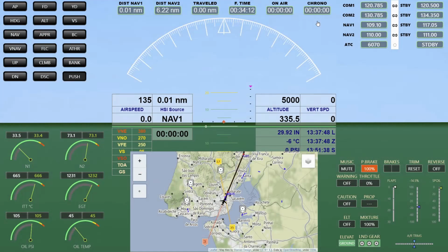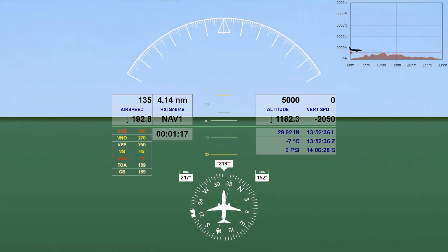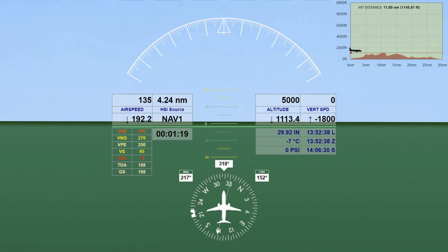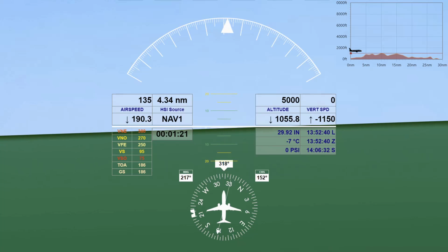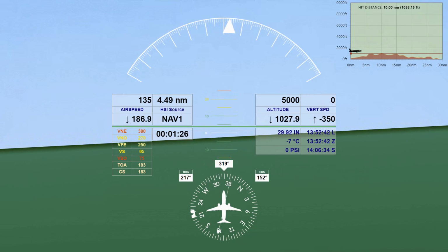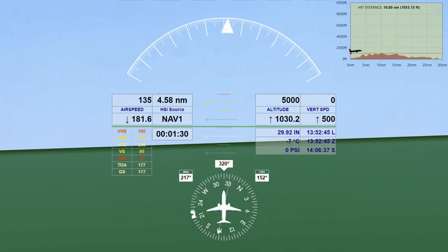The flight information widget shows distance for nav1 and nav2 frequencies, travel distance, total flight time, time on air and chronometer. Click or touch on the chrono to toggle it. The elevation widget shows a chart with the 30 nautical miles elevation profile just in front of the plane. This chart keeps changing as the aircraft turns or climbs.